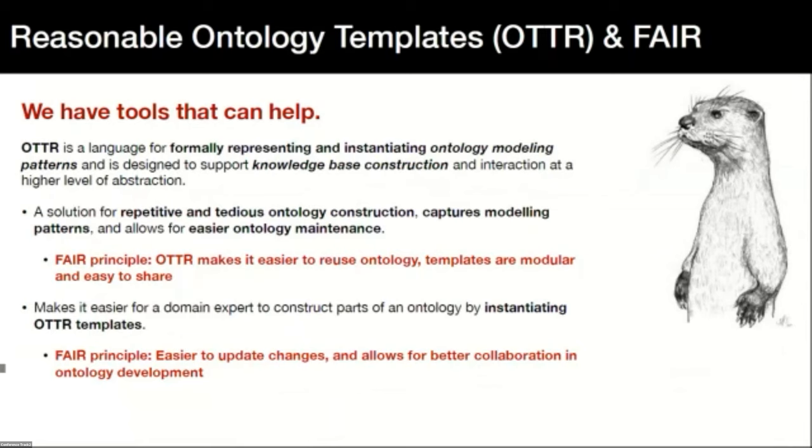So we have many tools at our disposal that we develop in our department, in our research group, and one of the tools that we have is called Otter. So Otter is a framework and a language which we have developed for formally representing and instantiating ontology modeling patterns. And it's designed to support knowledge-based construction and interaction at a higher level of abstraction.